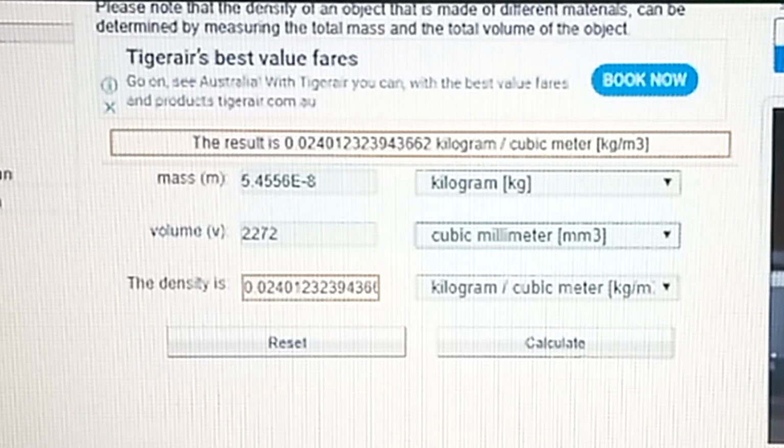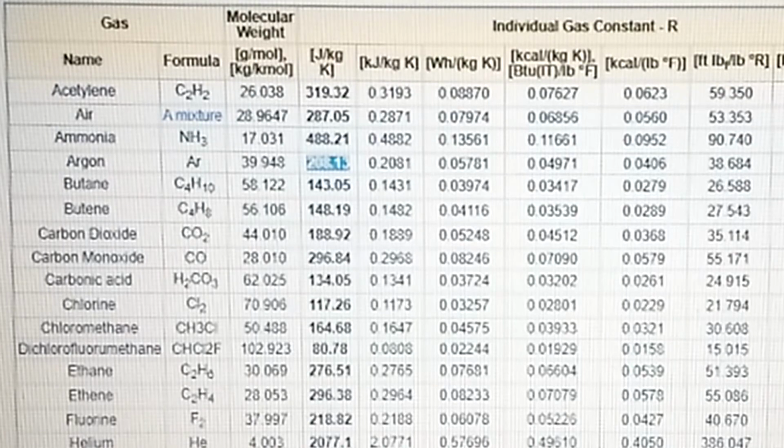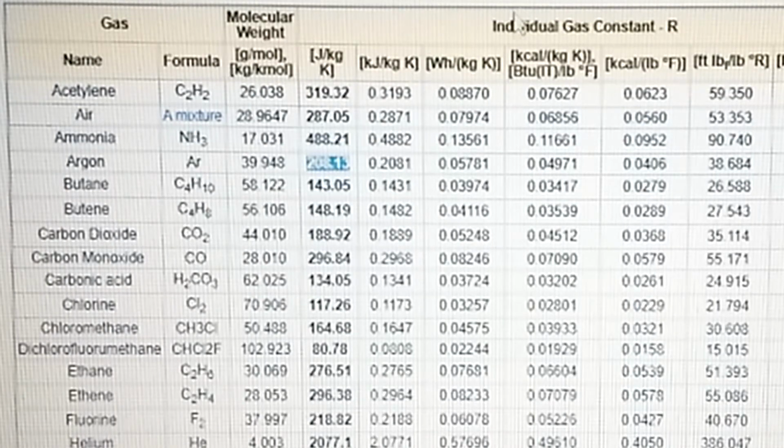Moving on to my favorite, here we are. Before we move on to the next calculator, I'm just showing you here the chart for the R specific of argon in joules per kilogram Kelvin, which is the way it is measured. This is the R specific, which is 208.13, which we'll need to punch into the next calculator.